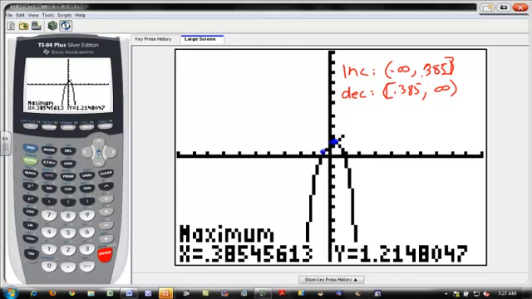So here's us doing that without even doing the calculus part. Okay. Here's what's going on. I'm showing you both ways because on the test I'm going to ask you both ways.